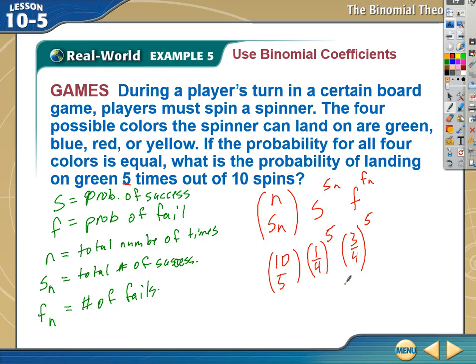When I multiply this all out, okay, what this is going to give me is 0.05839. Okay, that's the probability. But what does that mean? Translated to percent-wise, you can even say that means 5.8% of the time I will get exactly 5 greens.